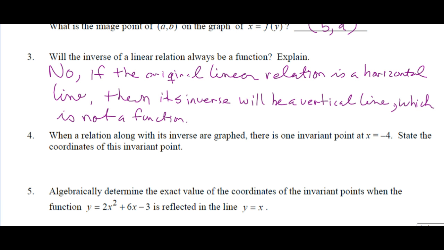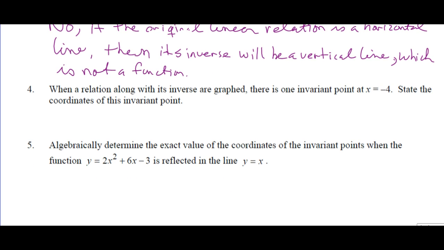When a relation along with its inverse are graphed, there is one invariant point at x equals -4. State the coordinates of this invariant point. So, what are the coordinates? (-4, -4), right? If a relation and its inverse are graphed, then you are reflecting on the line y equals x. The invariant points are on the line y equals x. If x is -4, then y is equal to x, which is -4. So it would be (-4, -4).